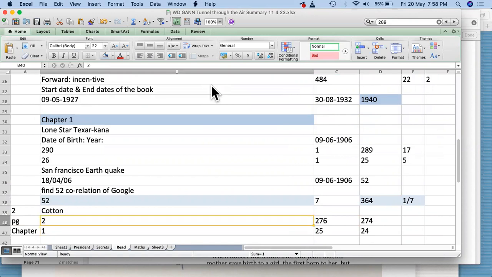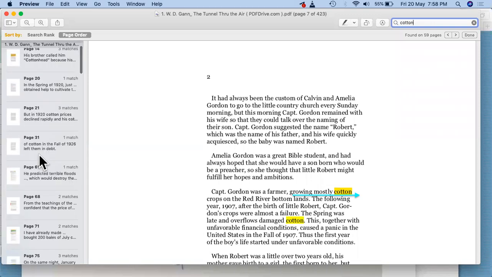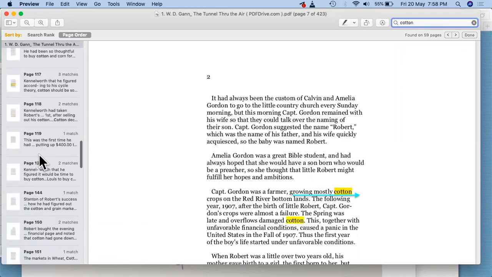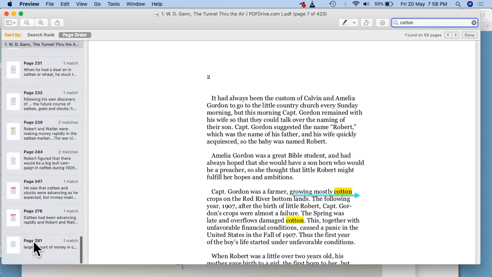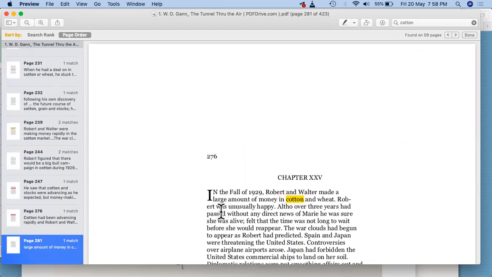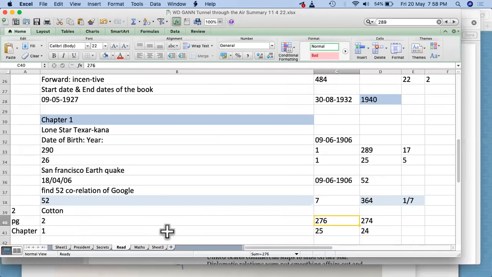Right? Similarly, let's try to go and find out where else we'll be getting cotton. Of course, we know that Robert has been trading in cotton as per the book. So we see the last time it is on page number 276 and chapter number 25, right? So chapter number 25 and page number 276. Again, we do the calculation and we find 274 and 24.